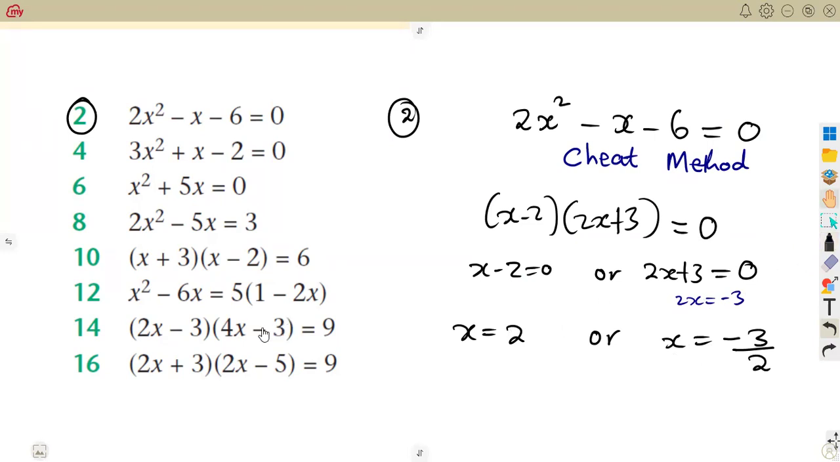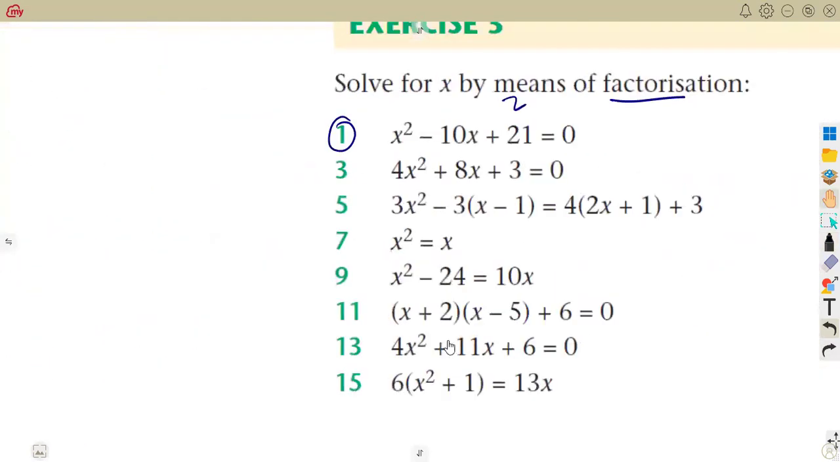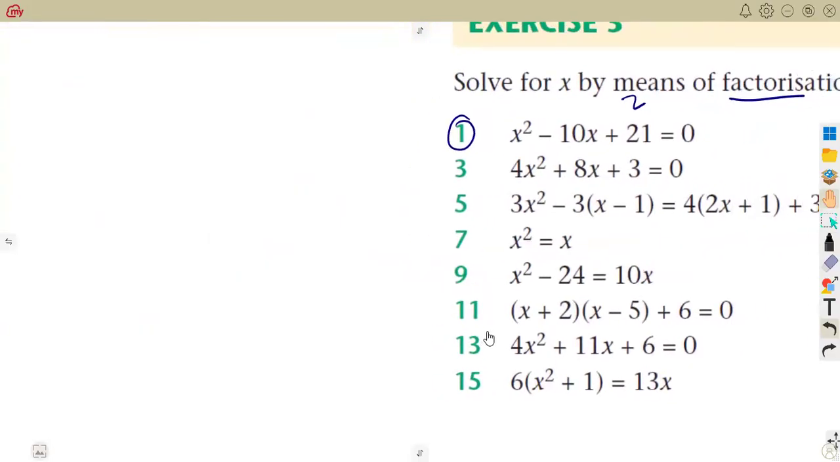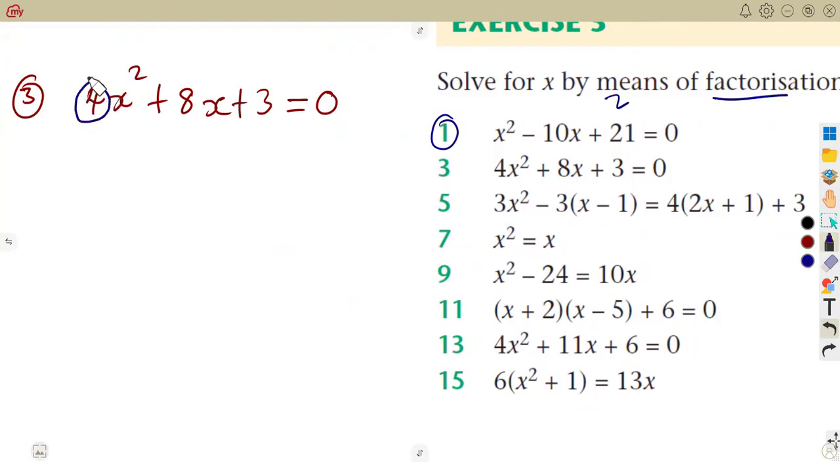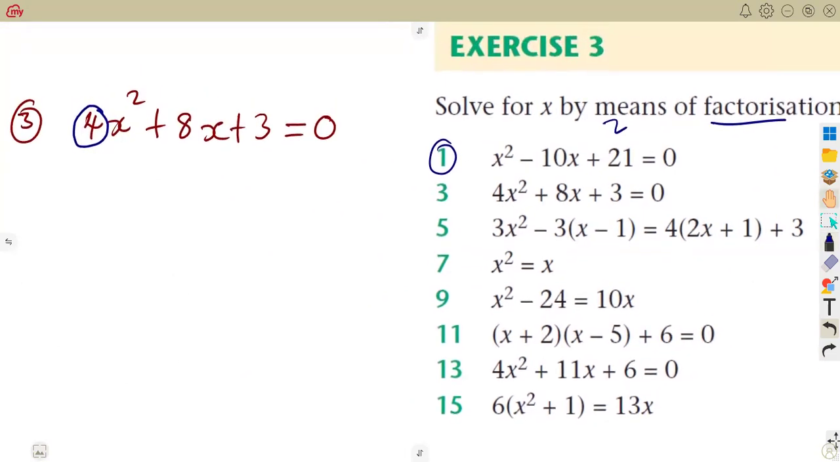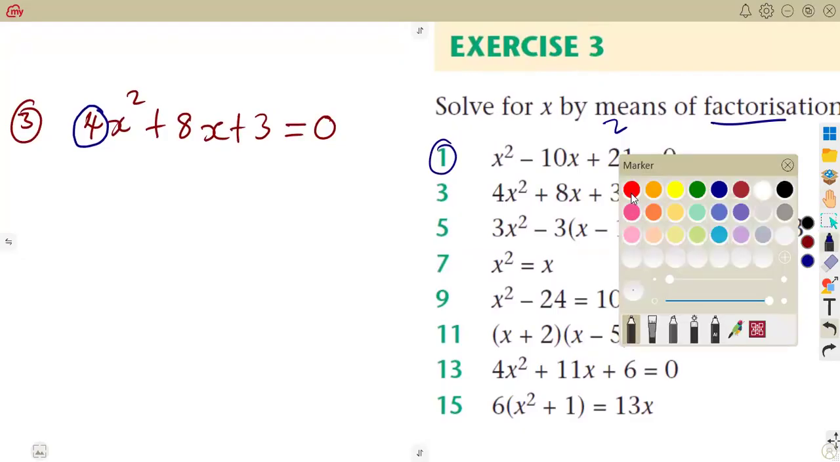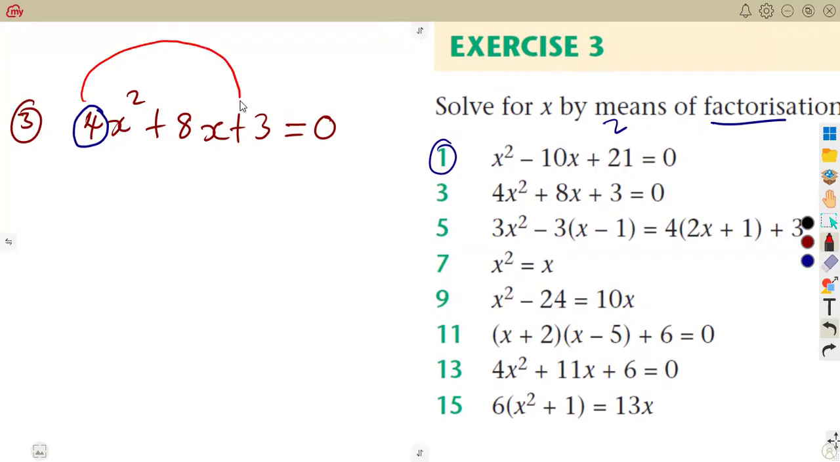So this is, like I said, guys, the method there. Let us have it on number 3 so that you can properly understand this method, the cheat method. Number 3, we are given 4x squared plus 8x plus 3 is equal to 0. The more you do these examples, then you see, okay, this is just basic. So like I said, the first thing is to remove what? The number that is affecting the coefficient of x squared. You remove that number, but you don't just remove it. You multiply it to the last term. So you remove it by multiplying it to the constant.